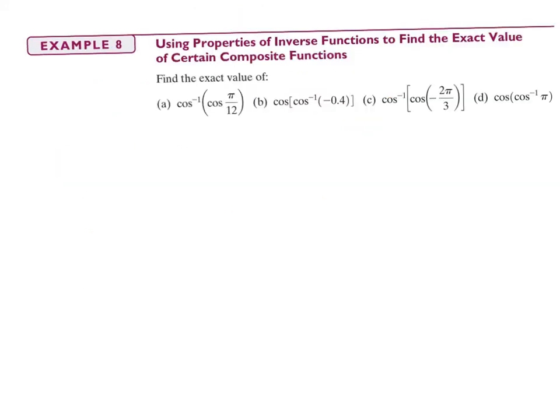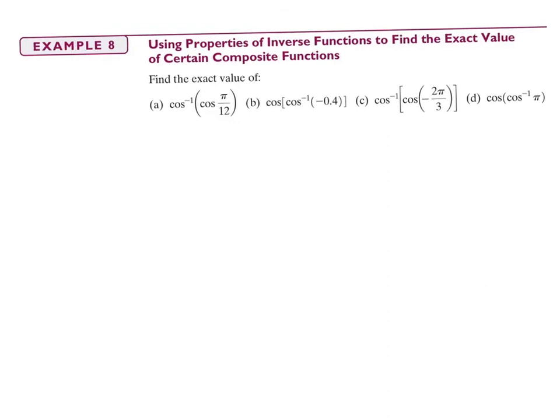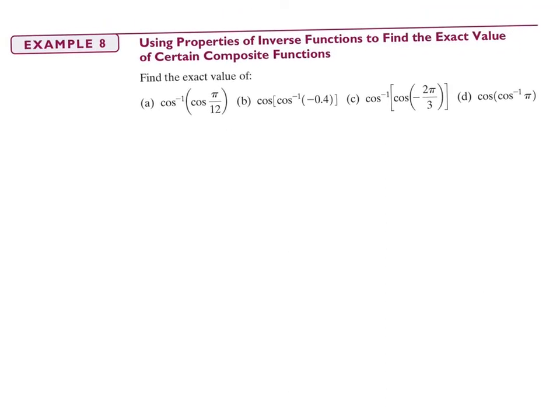Alright, so for example 8, find the exact value of the following composite functions. Part A asks for cosine inverse of cosine of pi over 12. Since pi over 12 is contained from 0 to pi, part A would just be pi over 12, because the cosine inverse and cosine would undo each other.